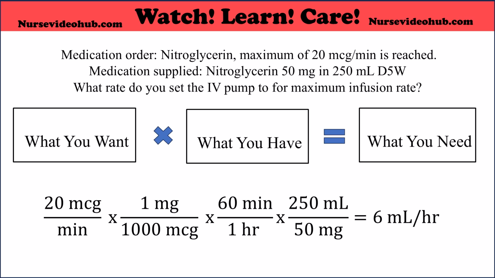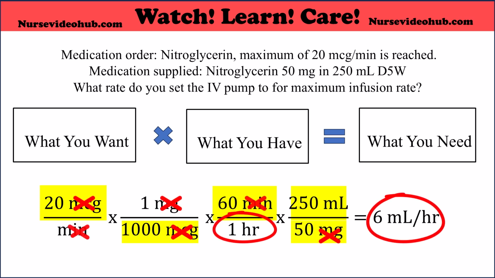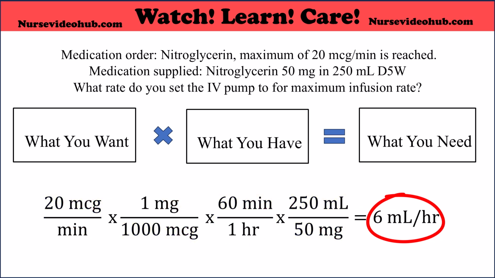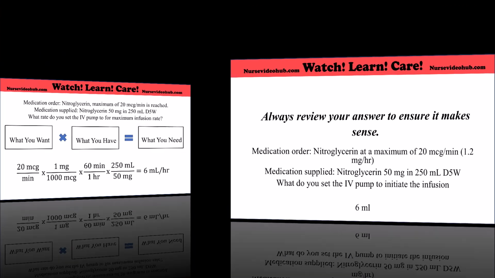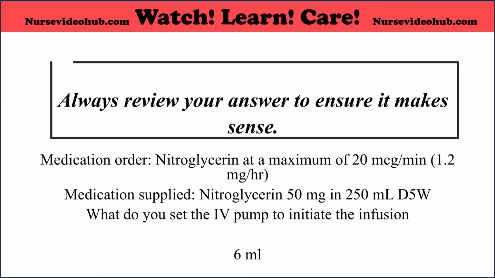Then write the available medication in a fraction with the units set up so they cancel out. 250 milliliters over 50 milligrams. You calculate the answer by multiplying across. 20 times 60 times 250 divided by the product of 1,000 times 50 equals 6. The milligrams, micrograms, and minutes canceled out, leaving you with milliliters per hour. You would set the IV pump to 6 milliliters per hour for the maximum infusion rate. Always review your answer to make sure it makes sense.